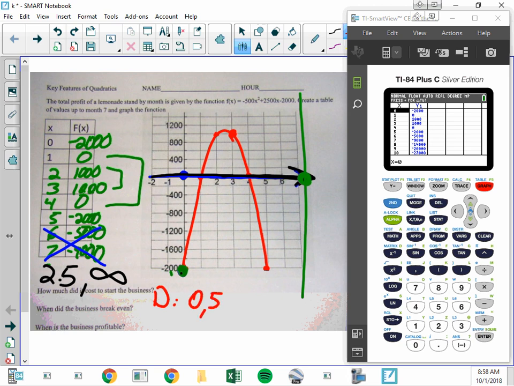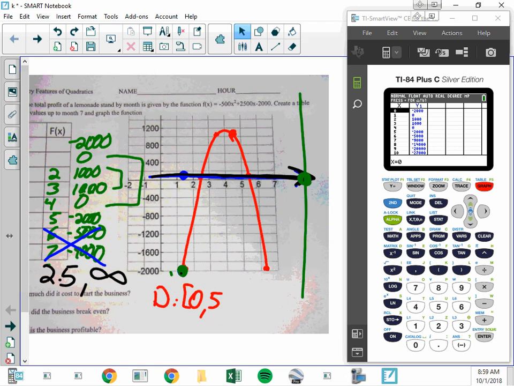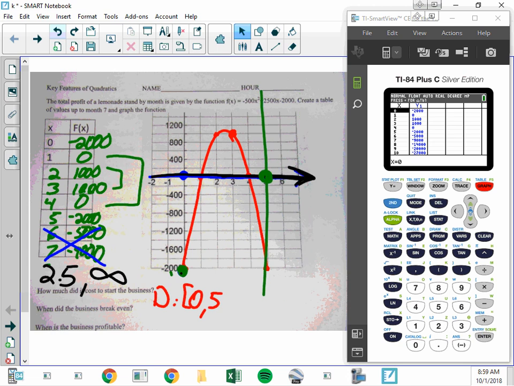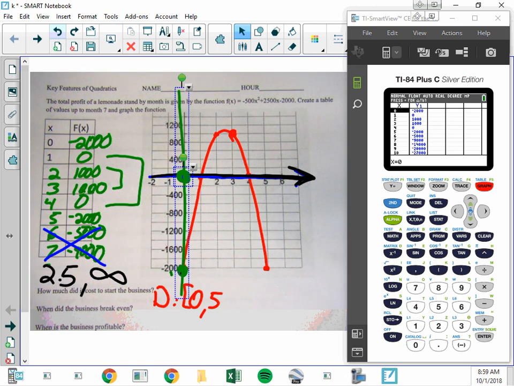What symbol does 0 get? Well, does 0 count? Which in this case means, does that vertical line hit the graph at x equals 0? Is the lemonade stand open at x equals 0? Yes. So that gets a bracket. So I do hit the graph there, and I continue to hit.